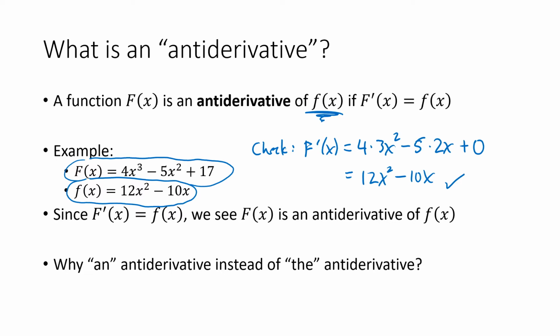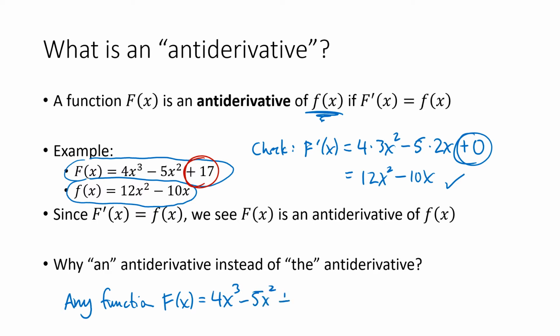Now, why am I saying an antiderivative here rather than the antiderivative? Well, what you might notice is that that plus 17 didn't really matter. When I took the derivative, the derivative of the 17 was 0, and so it didn't matter that it was 17 instead of any other number. So in fact, any function capital F of x, which looks like 4x cubed minus 5x squared plus c for any constant c, is also an antiderivative of that function little f.